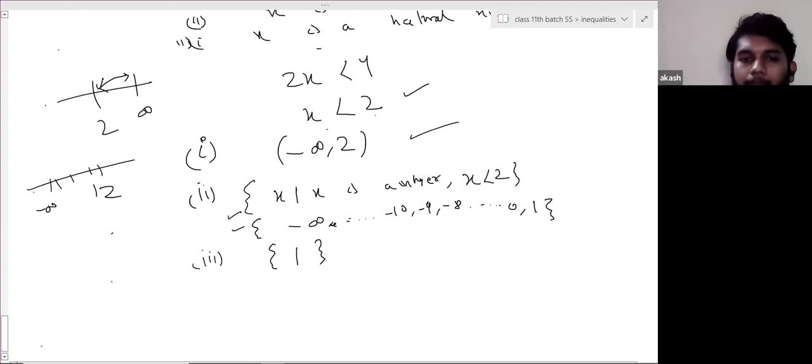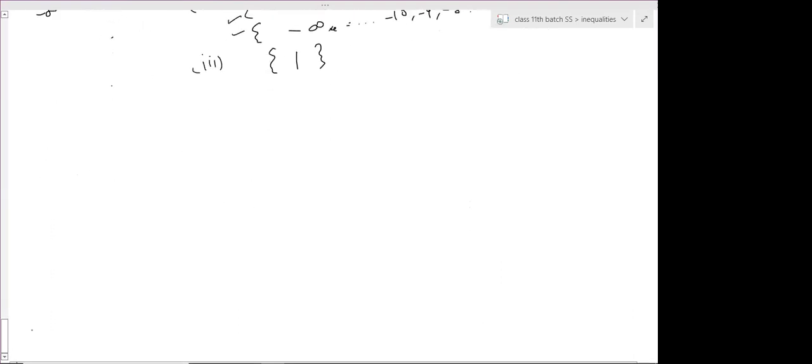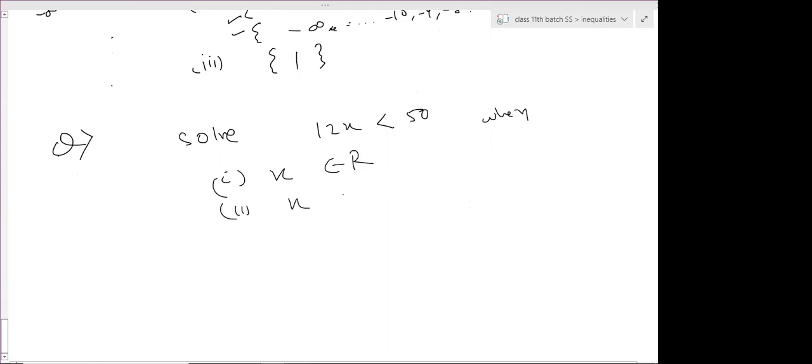Next question. Solve 12x is less than 50, when x belongs to R, x belongs to Z, x belongs to N. All right.